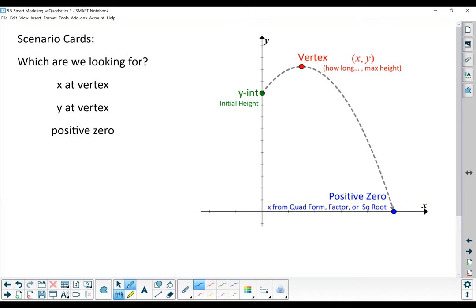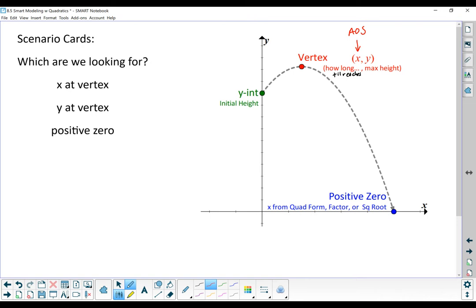So if your problem asks you how long until it reaches the max height, then you're looking for the x value of the vertex. And in most cases, we would use the axis of symmetry to find that. If it asks you for the maximum height, you're just looking for the y value of the vertex.